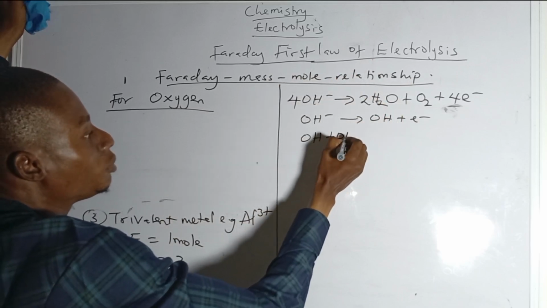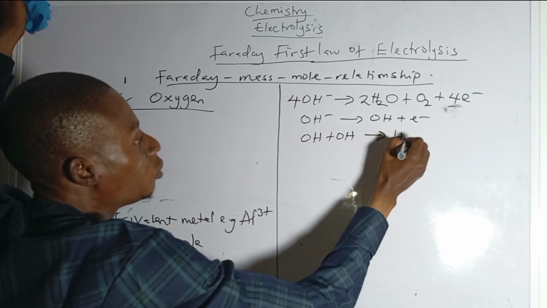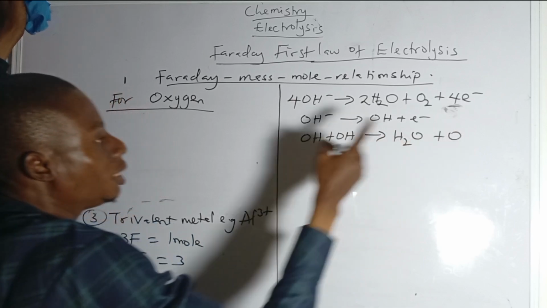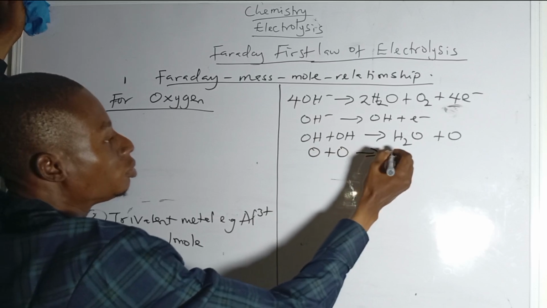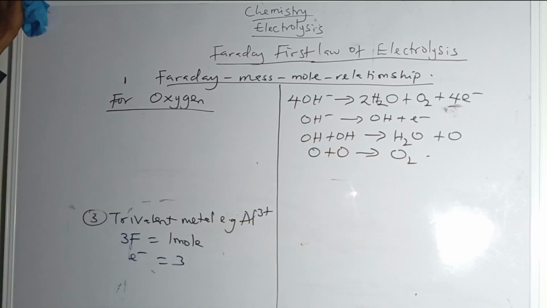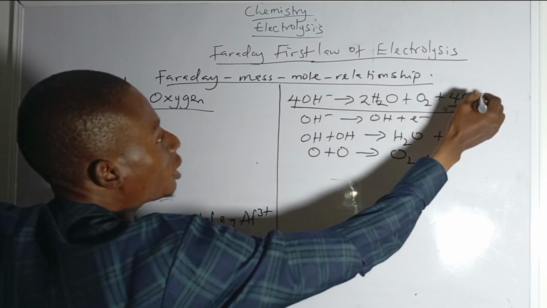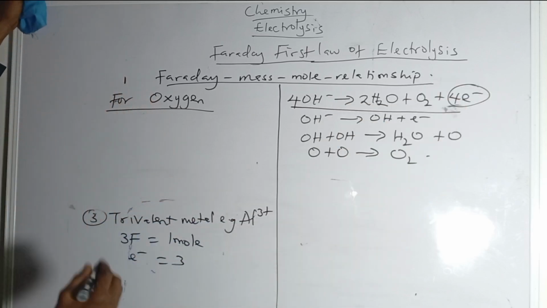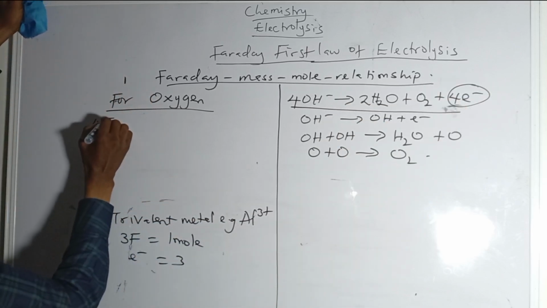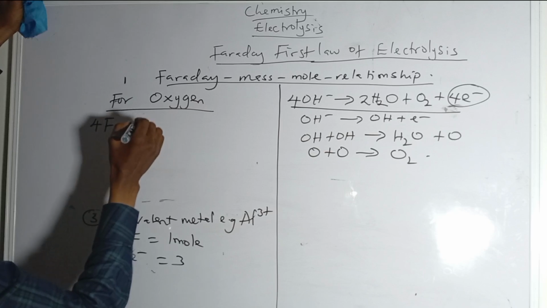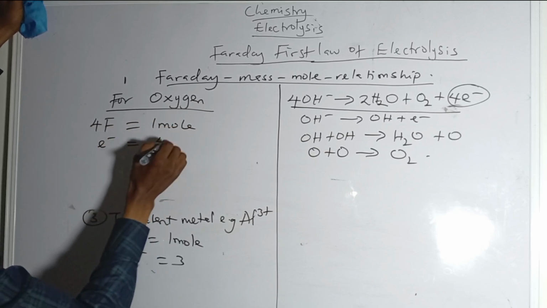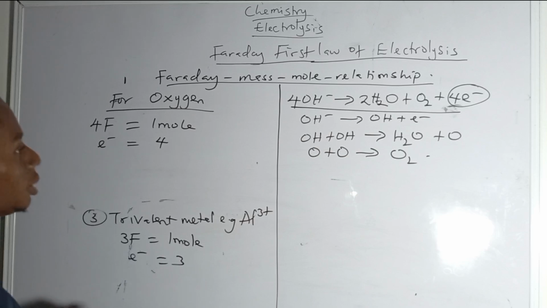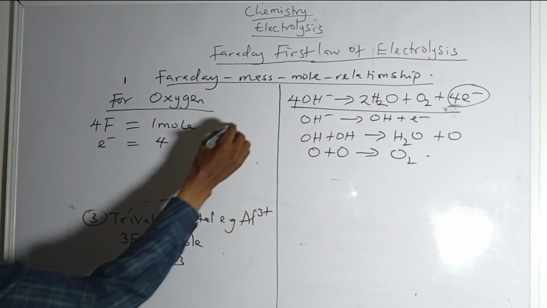So OH combines with another OH to give us H2O plus O. Likewise, that oxygen too is not stable, so you come out with another oxygen to give us O2. So that's how it goes. So this is the reaction. You can see that it is 4e minus, so it will be 4 farad. 4 farad equals 1 mole. So the E minus of oxygen will be 4. So that's that.